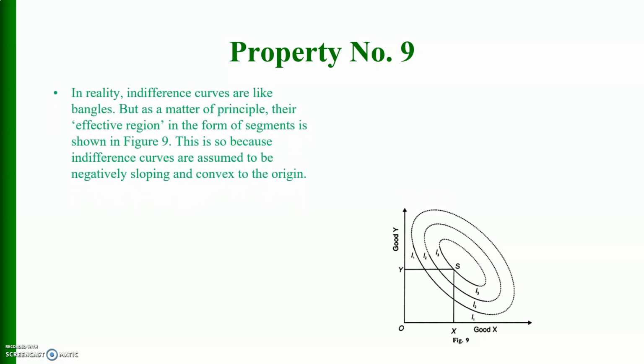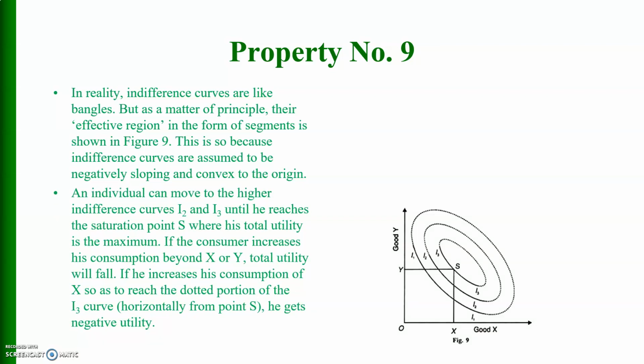Property number 9. In reality, indifference curves are like bangles, but as a matter of fact, their effective region is in the form of a segment shown in figure 9. This is so because indifference curves are assumed to be negatively sloped and convex to the origin. So in this figure, the hard lines represent the true indifference curves and the dotted lines do not represent the true indifference curves.